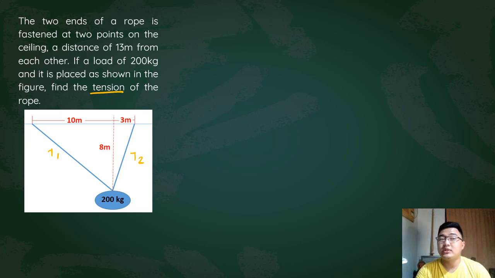What we always need to do first is draw a free body diagram so that we can factor in all of the forces that act on our object. So if this is our load, then definitely there is weight, right? And then you have your tension 1 here and tension 2.